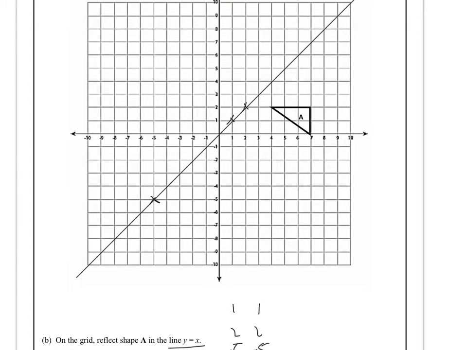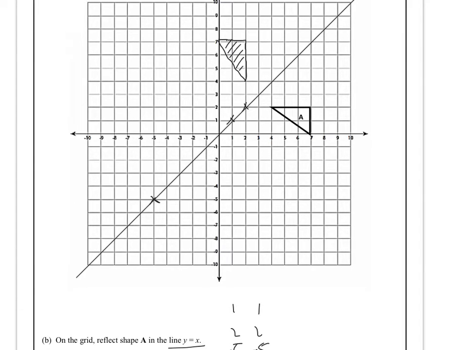So if I was going to be doing this in the real exam, I would put some tracing paper down. I would trace around this shape. I'd also trace around the line here. I'd then flip over the tracing paper, and we'd see that you'd get a shape. The shape would come out in this area here, so I'm going to draw that in now. So that's where the shape would be.